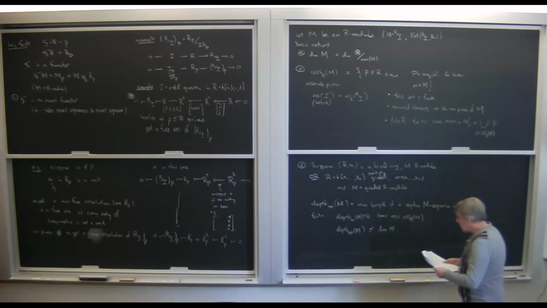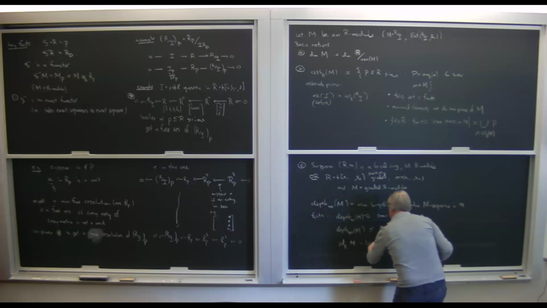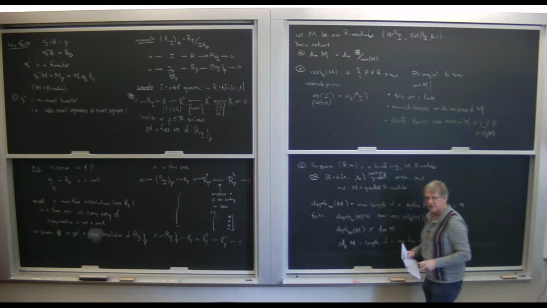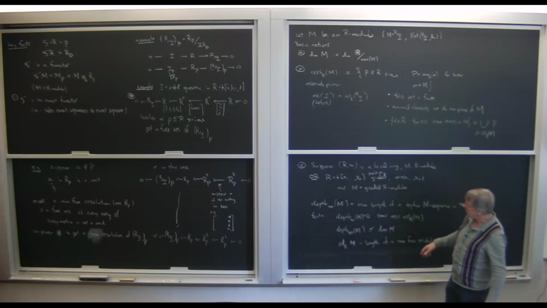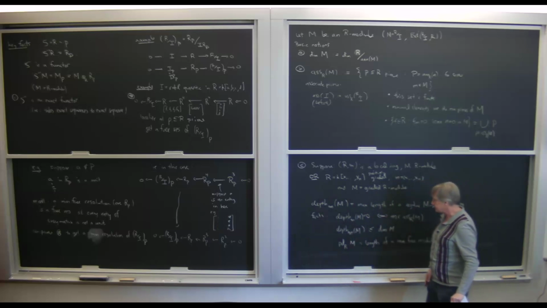Okay, and the projective dimension over R of M is equal to the length of minimal free resolution. Now you might say, wait a second, why not projective modules? That should be projective modules. Well, for local rings, projective and free are the same thing. Okay, so we have that.